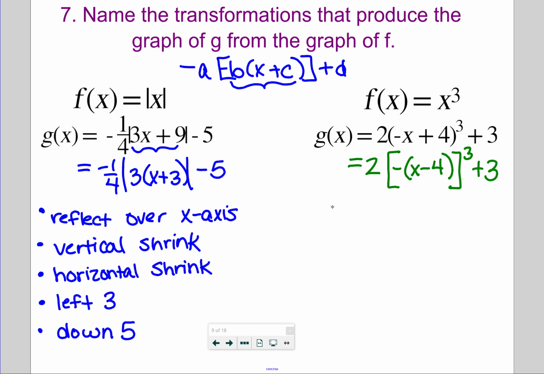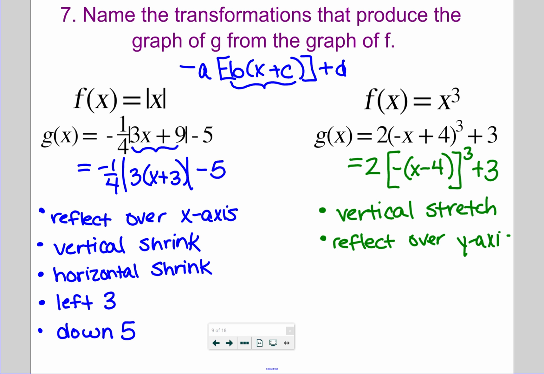Okay, again, let's run through our transformations from left to right. The 2 out front will be a vertical stretch, technically by a factor of 2. The negative on the inside will be a reflection over the y-axis. The -4 will move us right 4. And then the +3 at the end will move the graph up 3. And there are all your transformations.